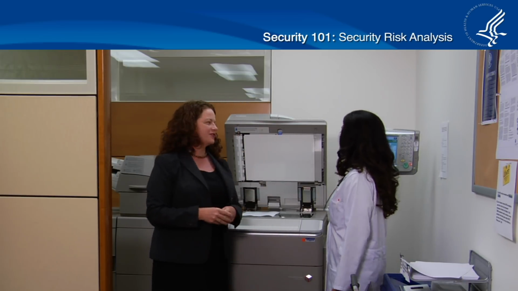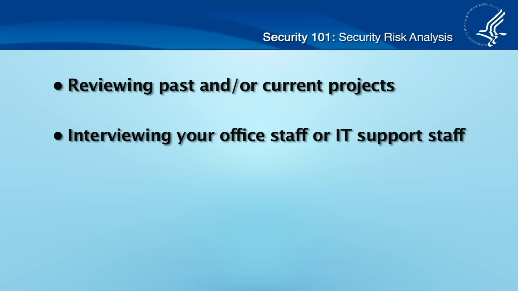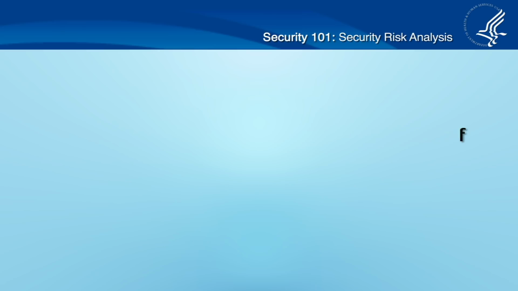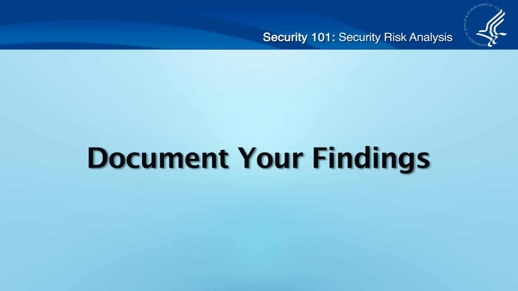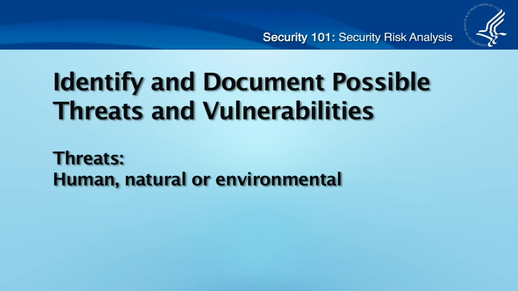You can gather relevant data by reviewing past and/or current projects, interviewing your office staff or IT support staff, reviewing your policies and procedures, or other data collection methods. Once you have completed your data collection efforts, you must document your findings. Next, you will identify and document possible threats and vulnerabilities. Threats can be human, natural, or environmental, things like hackers, disgruntled employees, floods, natural disasters, or power outages.